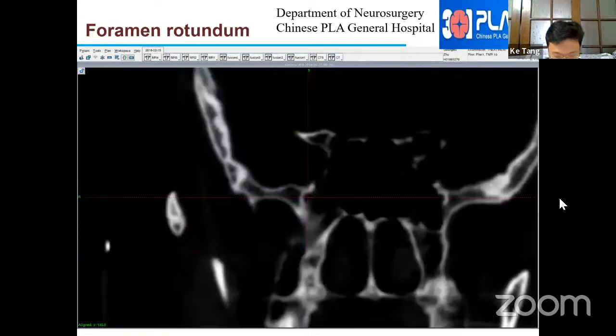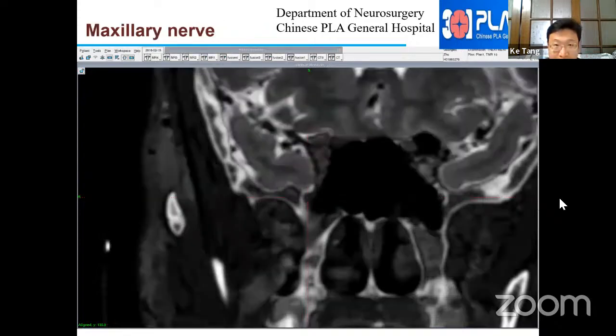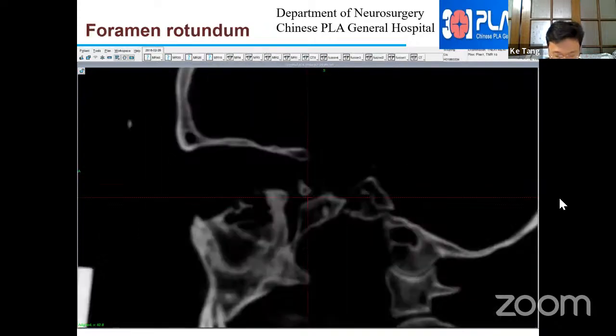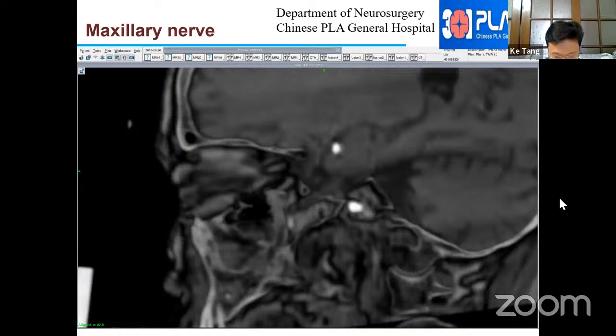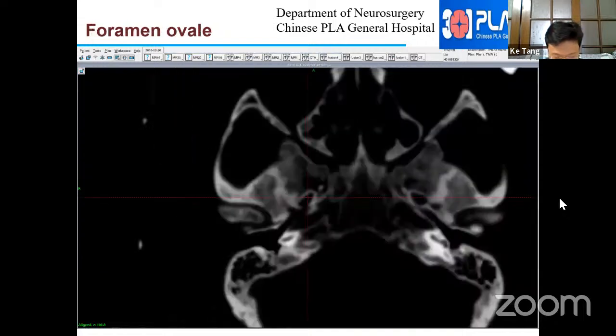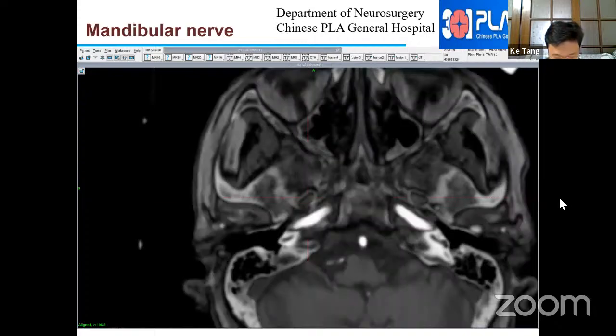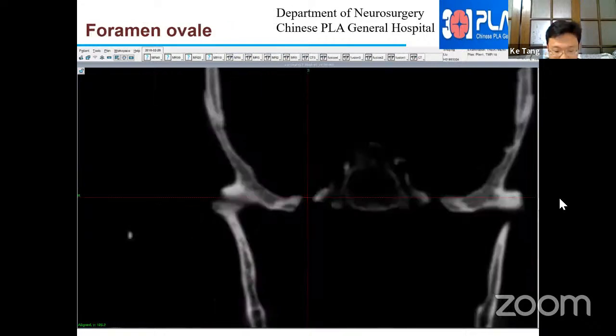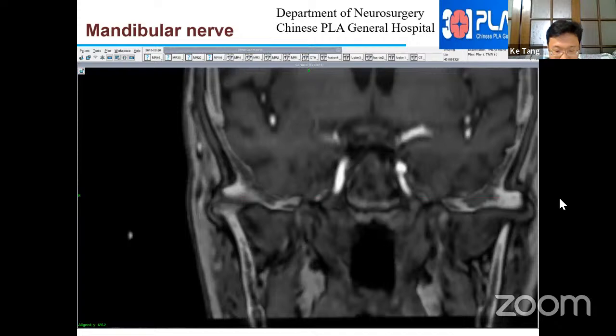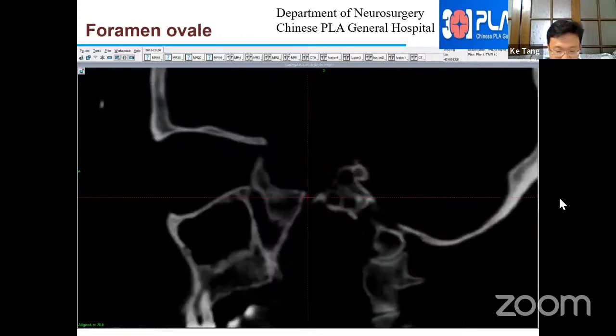in coronal section, and in sagittal section. Then the mandibular nerve and the oval foramen in axial section. The mandibular nerve fits in the oval foramen in coronal section and in sagittal section.